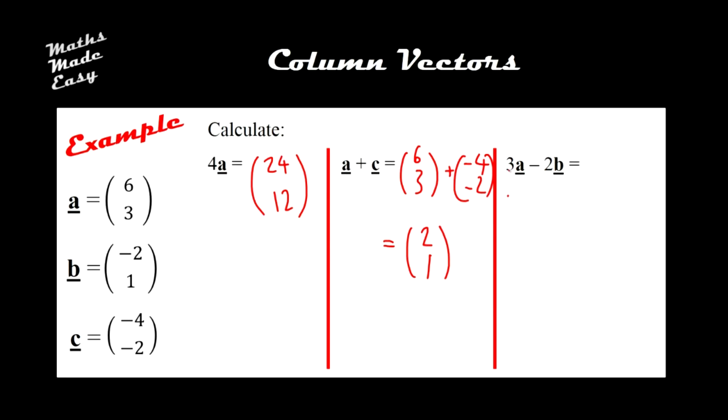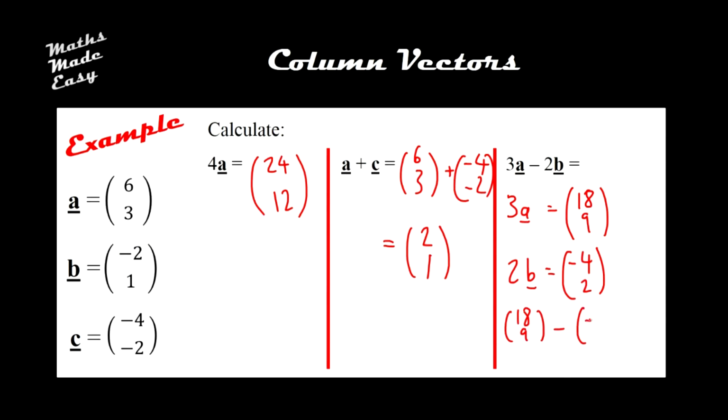And for this final question here, we have 3a take away 2b. So what I'll do is I'll work out 3a first. 3a is just 3 lots of 6 and 3, so 3 6s are 18, 3 3s are 9. And 2b, well, I need to do 2 lots of -2 and 1, so 2 lots of -2 is -4, and I do 2 lots of 1, which is 2. So 3a take away 2b, I need to do 18, 9, there's my 3a, take away my -4, 2. So 18 take away -4, when you take away a negative, that's the same as adding, so it's a bit like 18 add 4, which is 22, then 9 take away 2, 7.